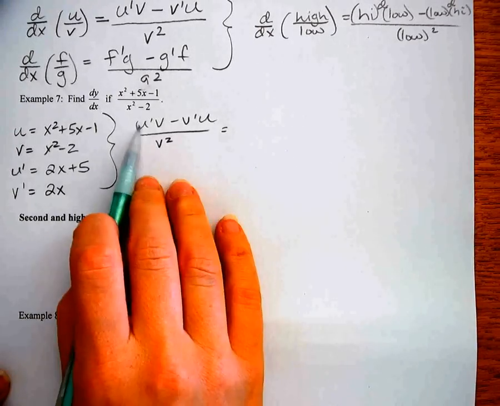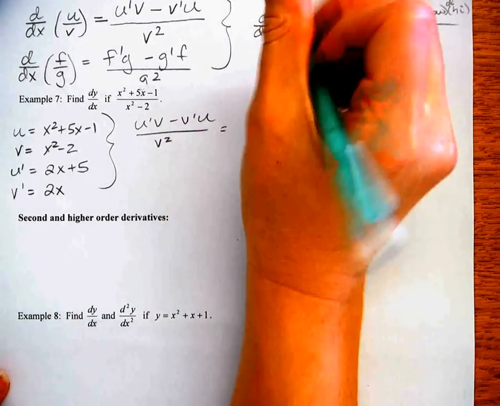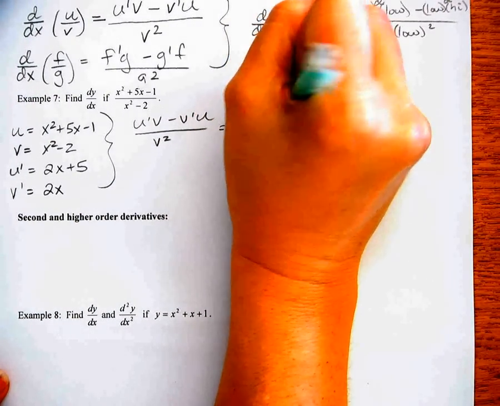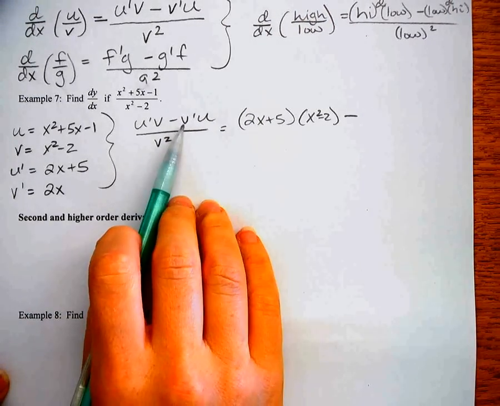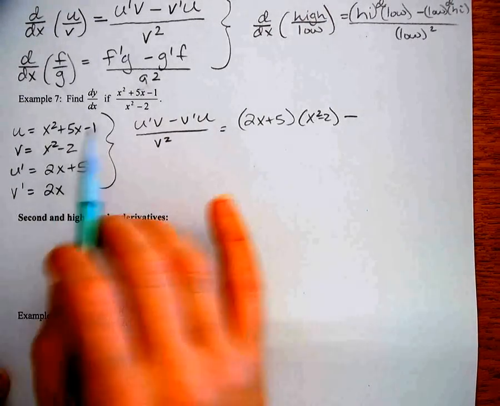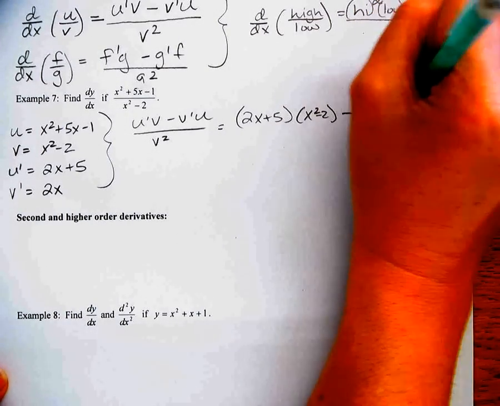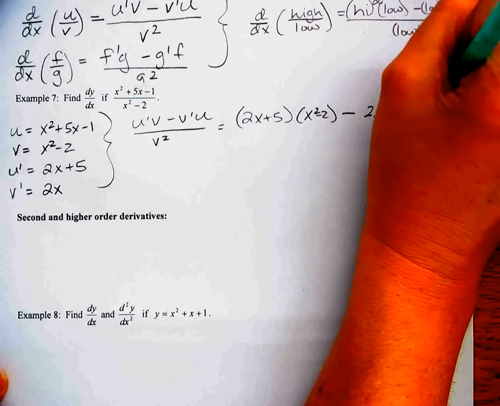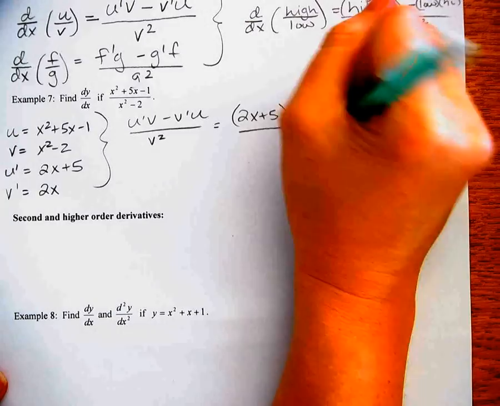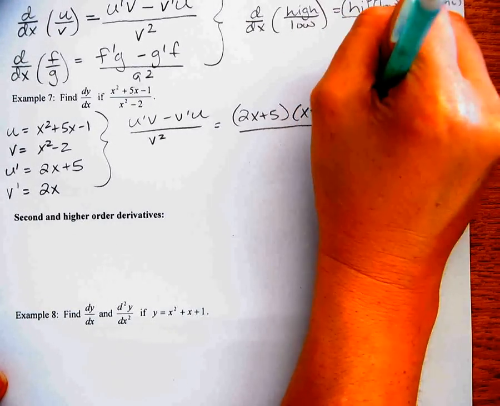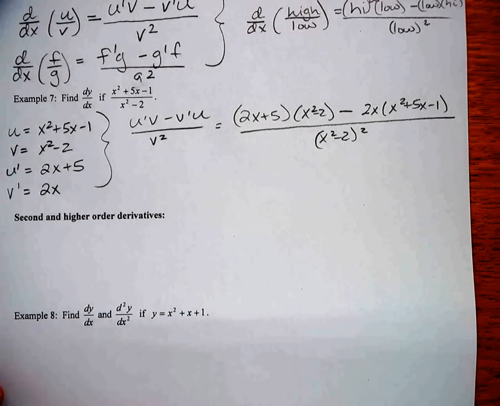Okay, so I've got 2x plus 5 times x squared minus 2. That's u prime v, minus v prime u, which would be 2x times x squared plus 5x minus 1, all over v, which is x squared minus 2, squared. Yes, we need to simplify that.